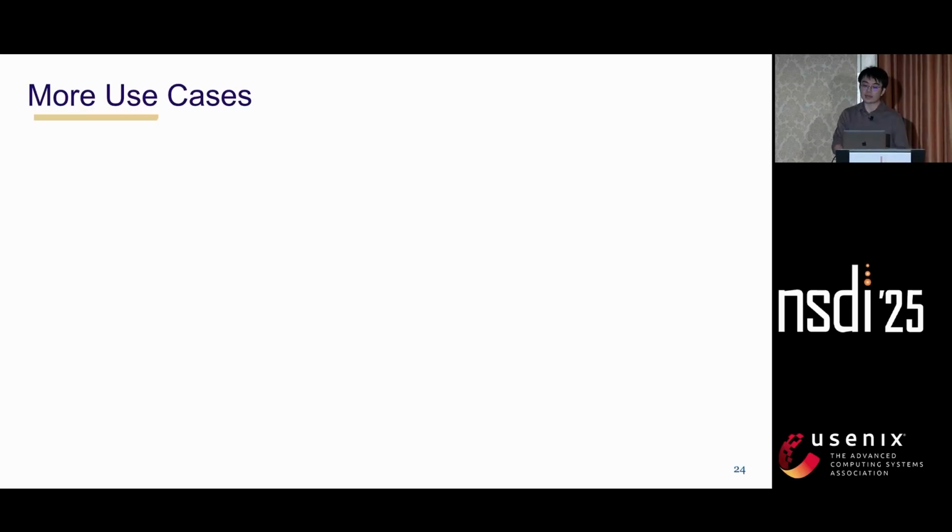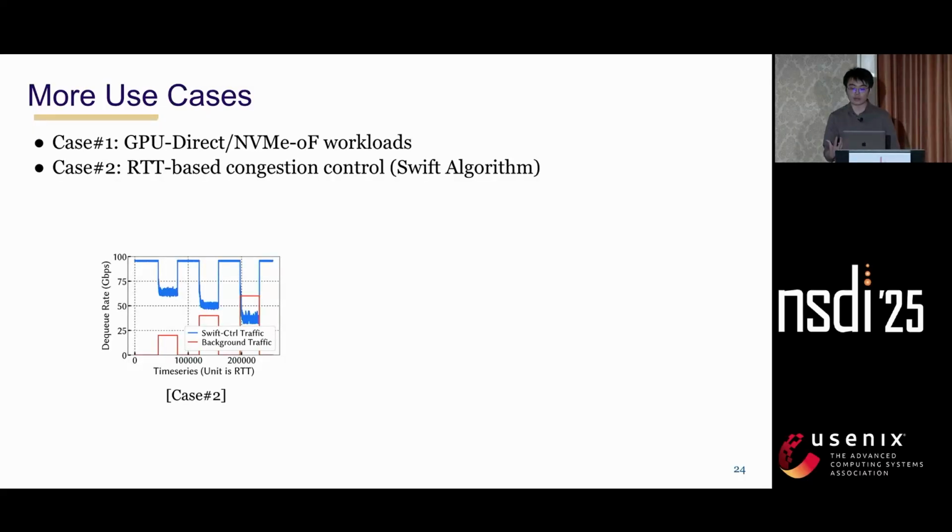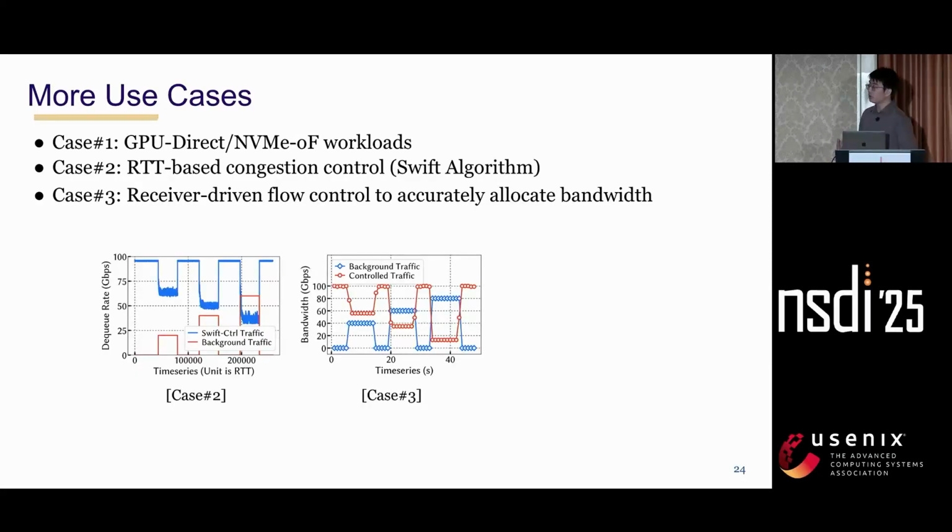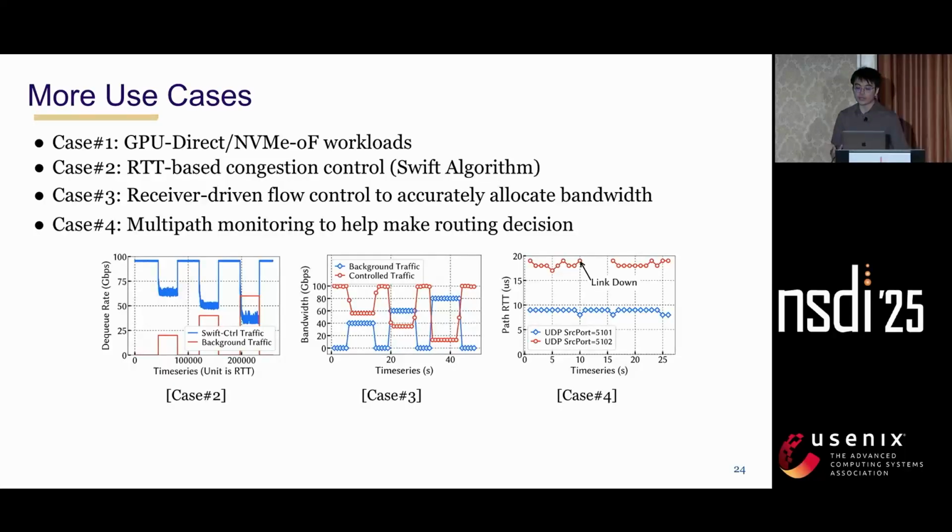In this paper, we demonstrate more use cases. For the first case of QP scheduler, we support GPU-Direct and NVMe over Fabric. For the second case, we try RTT-based congestion control for RDMA. For the third case of the host domain, we enable receiver-driven flow control. For the fabric domain, we enable multi-pass monitoring to help make routing decisions. Please check more details in the paper.